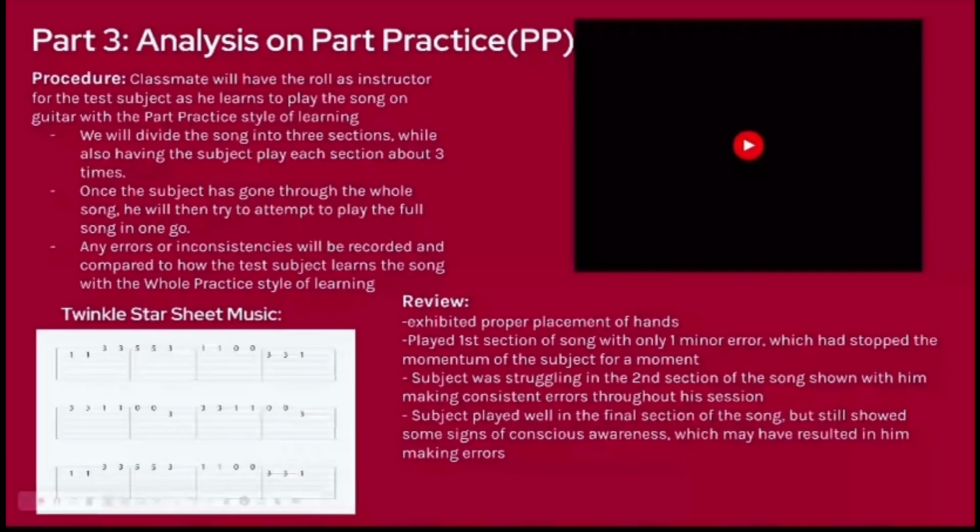Part 3. The analysis on part practice. Now, the procedure for this experiment consisted of a classmate acting as the role of an instructor for the test subject as he learns to play the song on guitar with the part practice style of learning. We divided the song into 3 sections while also having the subject play each section about 3 times. Once the subject had gone through the whole song, he will then attempt to play the full song in one go. Any errors or inconsistencies will be recorded and compared to how the test subject learns the song with the whole practice style of learning.